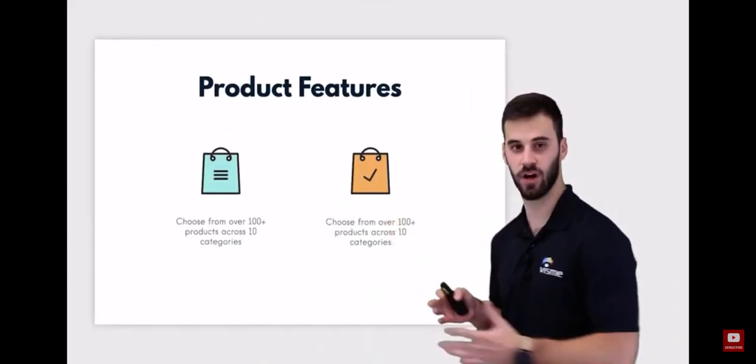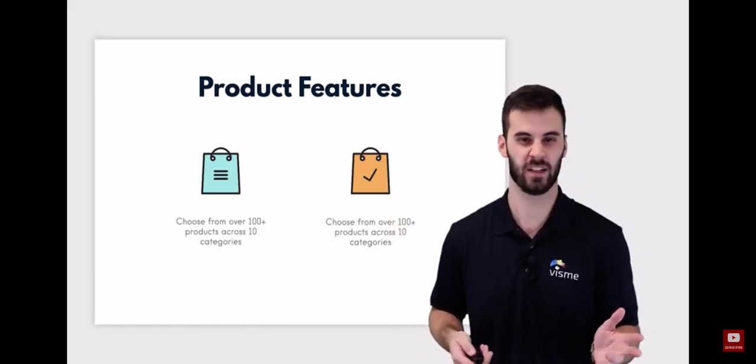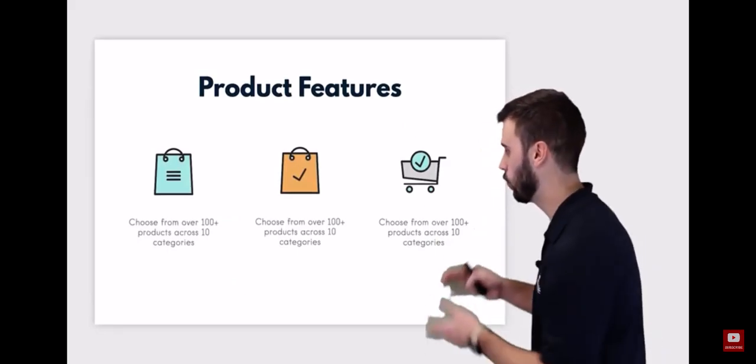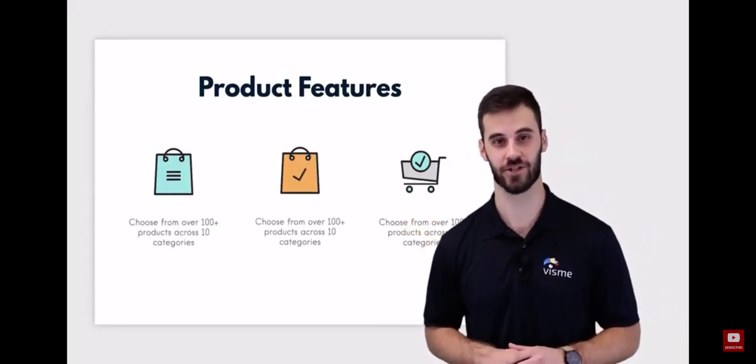Take this image of these product features. There's just two of them. There's not a lot of balance, and quite frankly, it's pretty boring. You add one more product feature and that balance is created throughout the image.